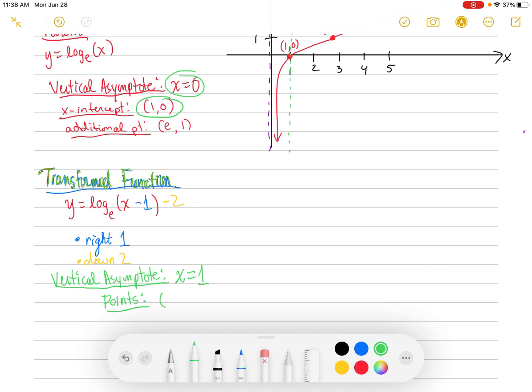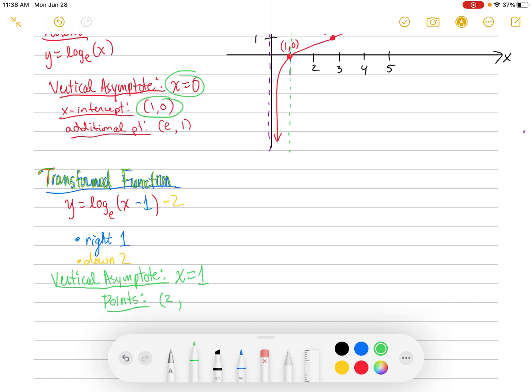The second thing, the x-intercept is going to get shifted right. So we'll just call these points. So the x-intercept, I'm going to circle that in green back here, which was (1, 0). It's going to be shifted right 1. So you're going to add 1 to the x value. And then it's going to be shifted down 2, so you're going to have to subtract 2 from the y value.